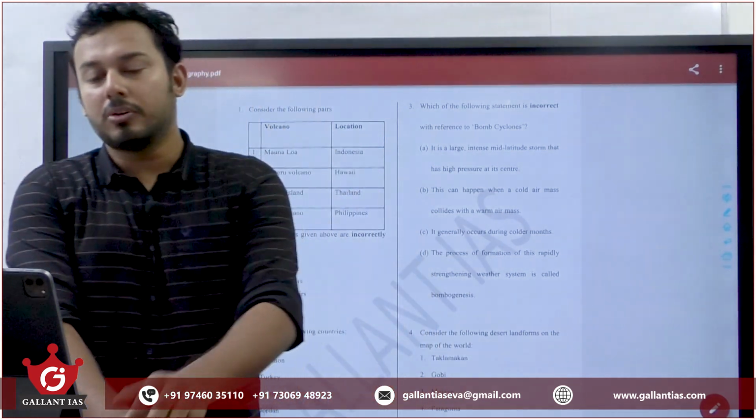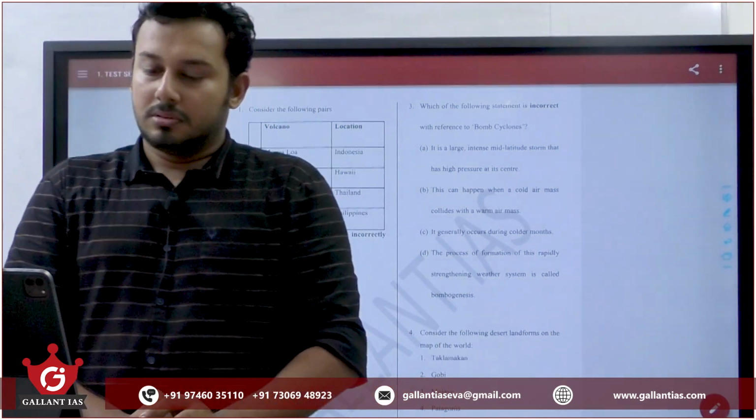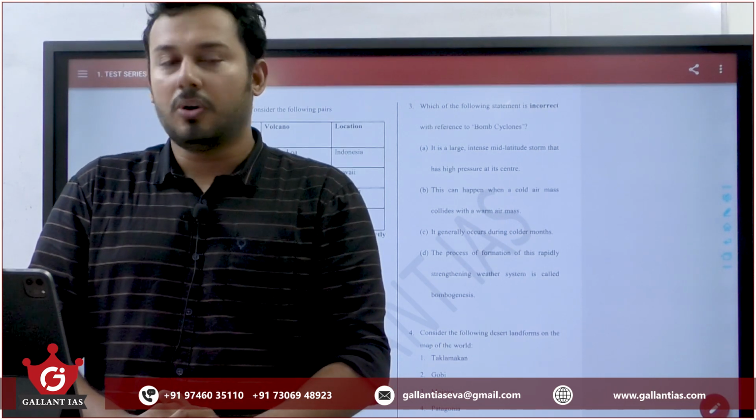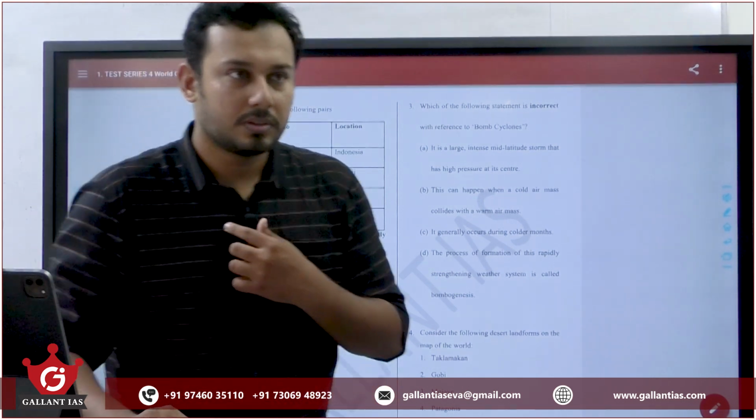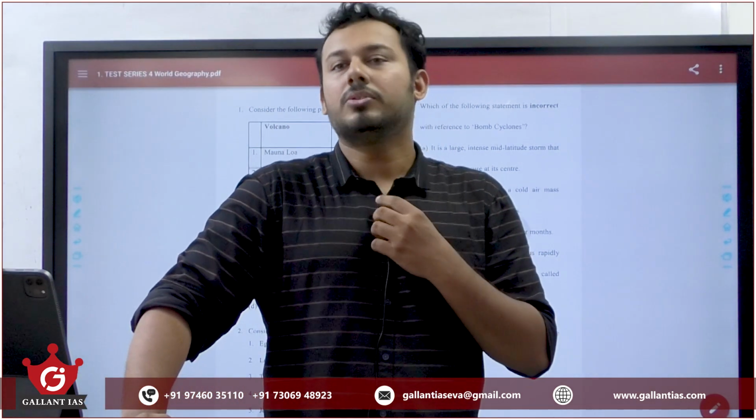Next question is straight from our note. Arrange the following volcanic cones as per their explosiveness. Anyone to get the key?